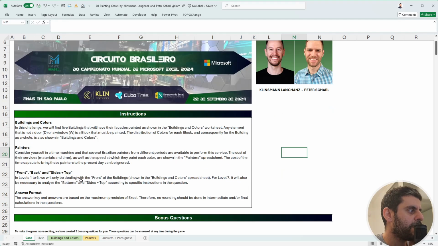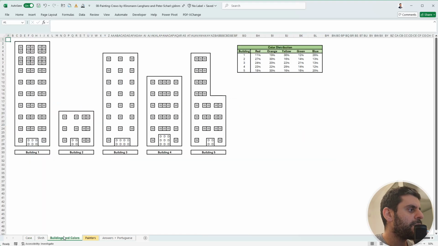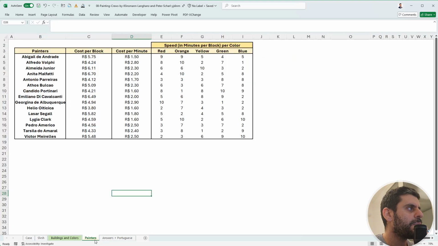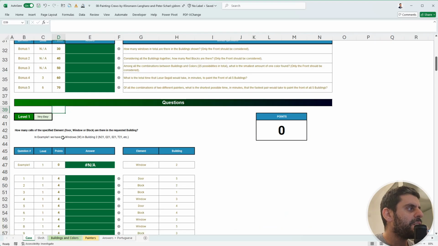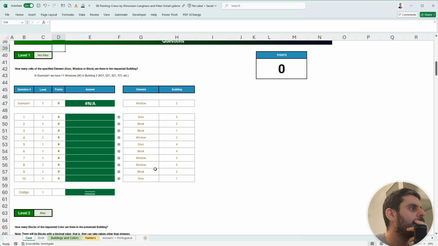Front, back, and sides and top. Okay, front, level 7, bottoms, sides and tops. Okay, so those are the buildings. Interesting, color distribution. Okay, and those are the painters. How many cells of the specified element are there in the requested building? Window, block, door.